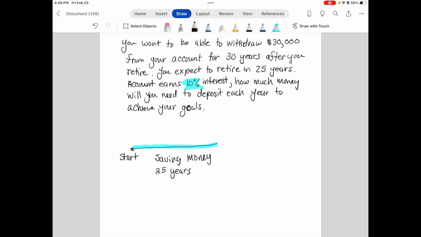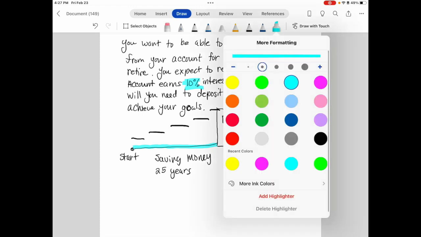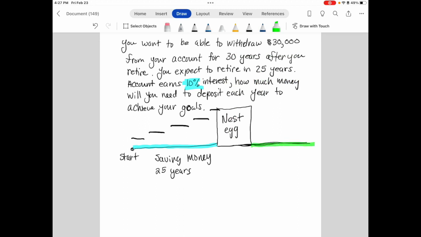So here's your starting point. And then he wants to end up in 25 years with a big lump sum. That's your nest egg for retirement. He's making yearly payments into this account to save up money to retire. Then, once he retires, he wants to be able to use that money to live on. So the second part is going to happen over a span of 30 years.